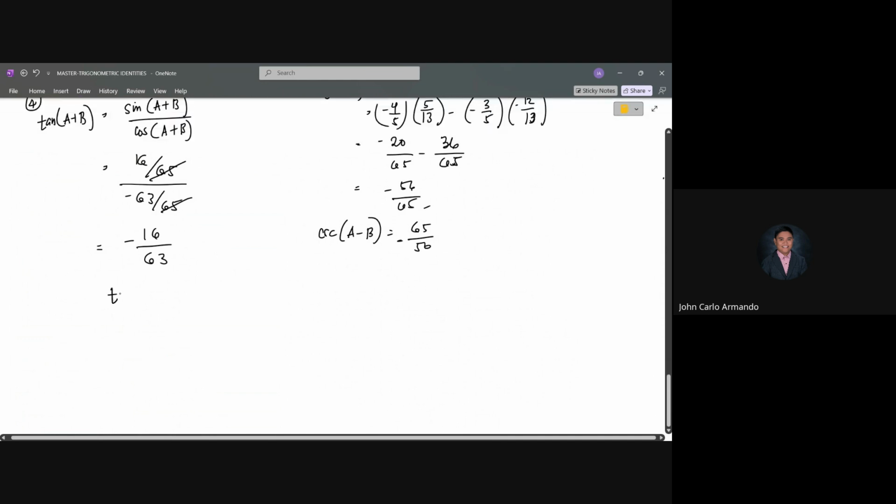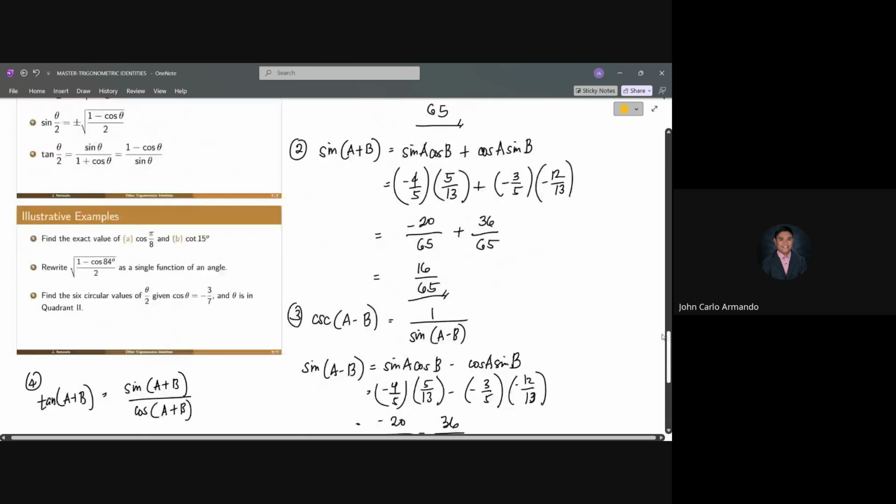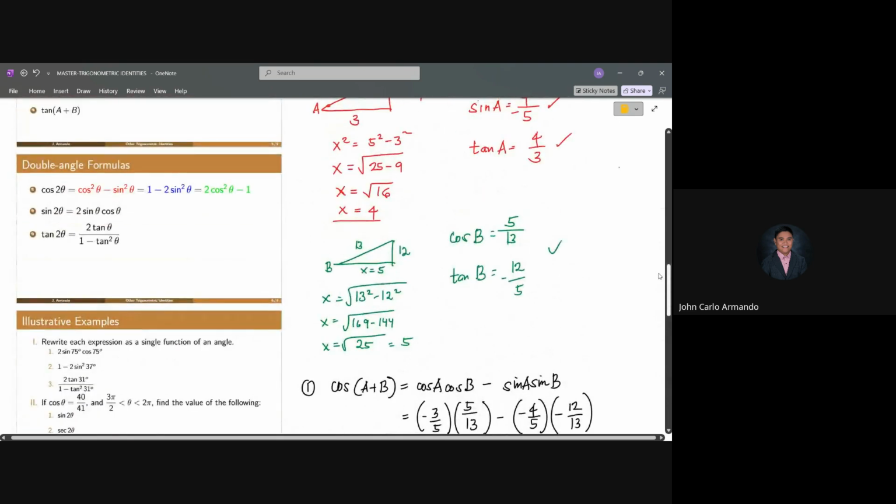What's our formula for tangent? Tangent A plus B is simply tan A plus tan B over 1 minus tangent A tangent B. Because we have the value of tangent A and B. So what is tangent A? We go back here.